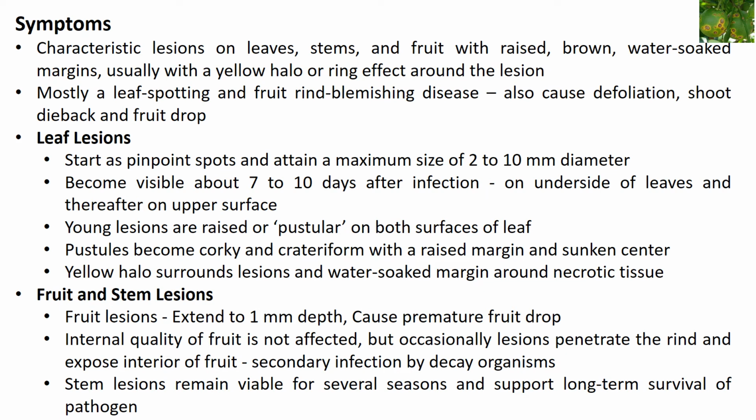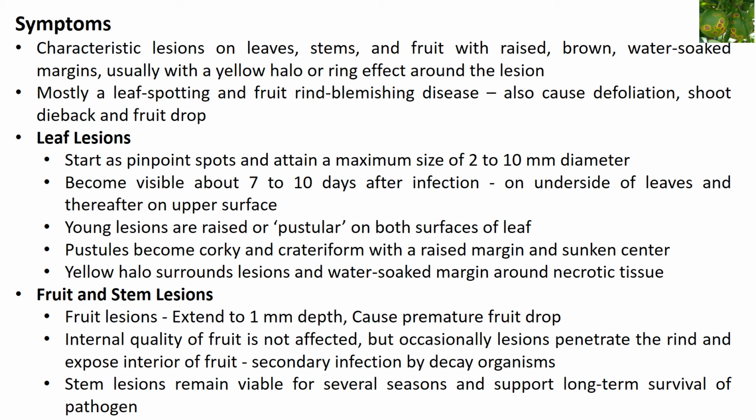The fruit and stem lesions are also formed. The fruit lesions generally extend to about 1 millimeter depth, and these cause premature fruit drop. Generally, the internal quality of fruit is not affected, but occasionally the lesions may penetrate the rind and expose the interior of the fruit, and this will result in secondary infections by other microorganisms, which may lead to the decay of the fruit.